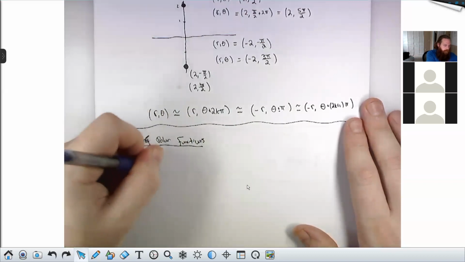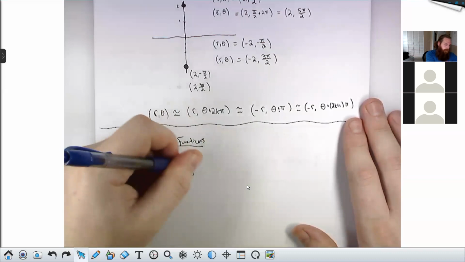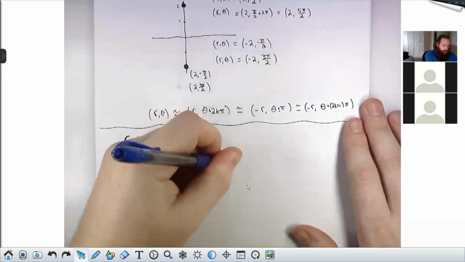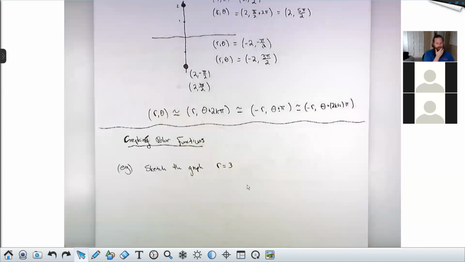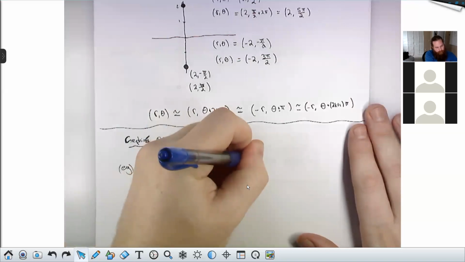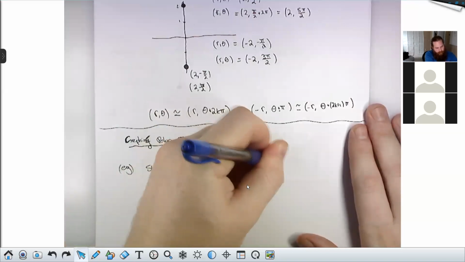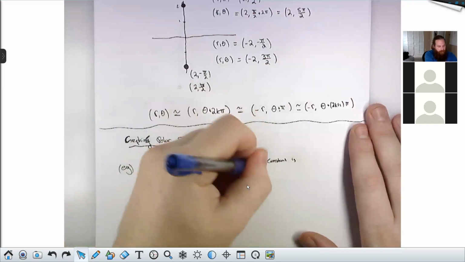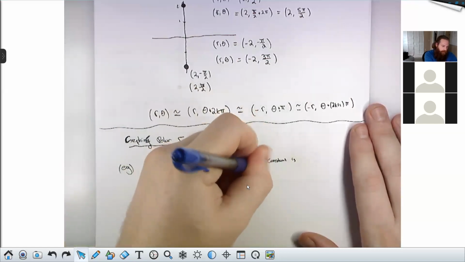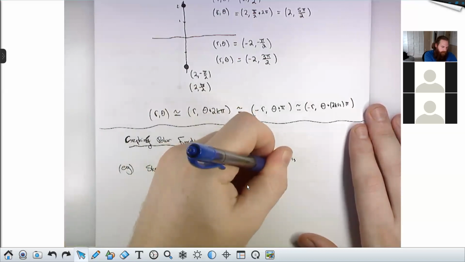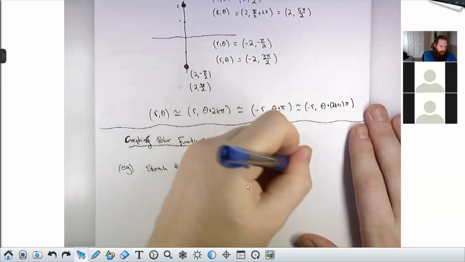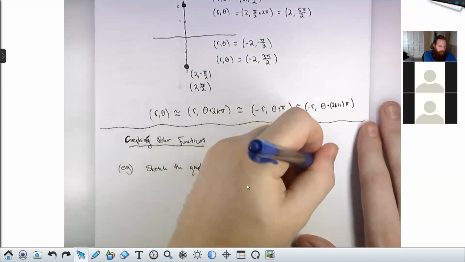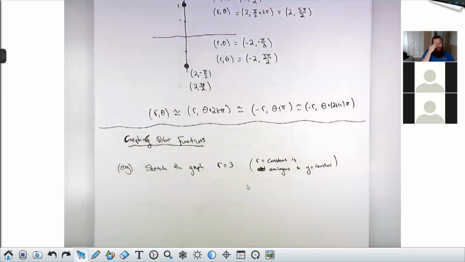Let's sketch the graph r equals 3. This is a constant function. It's analogous to y equals a constant. So y equals a constant in the normal Cartesian system is a horizontal line.